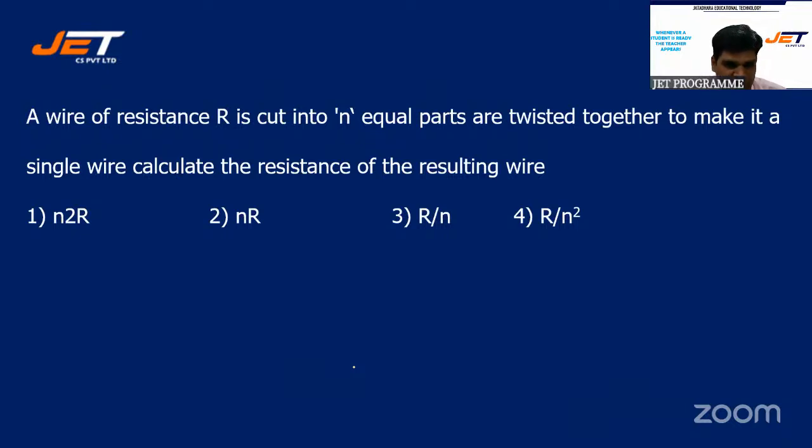A wire of resistance R is cut into n equal parts and twisted together to make it a single wire. Calculate the resistance of the resulting wire. Now, to do this, you will have to understand what is series and parallel, students. I'll explain what is series and parallel.